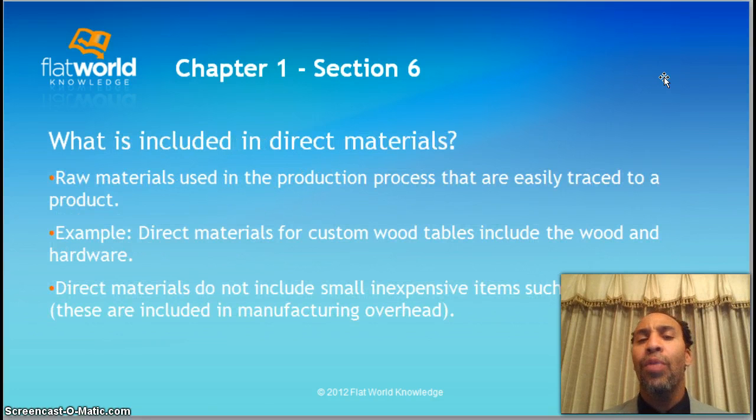So what is included in direct materials? Raw materials used in the production process that are easily traced to the product. If I make a desk, wood is easily traced. Glue, not so much, not easily traced. An example is direct materials for custom wood tables include the wood and the hardware. Those are things I can easily trace. Direct materials do not include small, inexpensive items such as nails or glue or lacquer or things of that nature. These are included in manufacturing overhead.